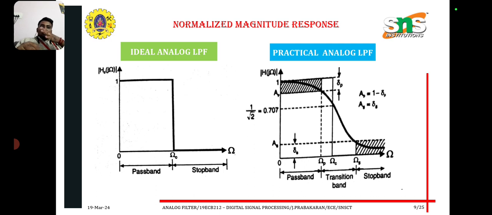This is the ideal analog low pass filter, and the left side is the practical analog low pass filter, and the cutoff frequency is 1. Passband is nothing but the allowable frequency, and stopband is the blocked frequency. The passband attenuation is A_p. The stopband attenuation, which is nothing but the gain, is A_s. And the tolerances are del P and del S, and 0.707 is the cutoff level.